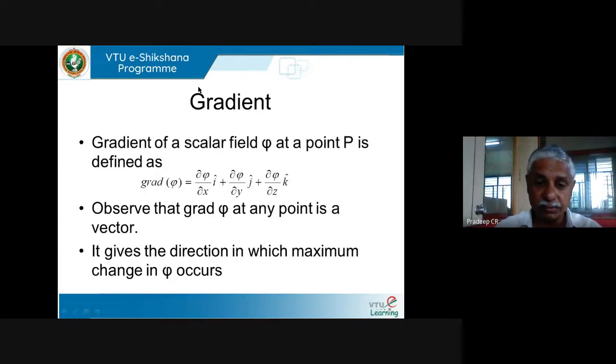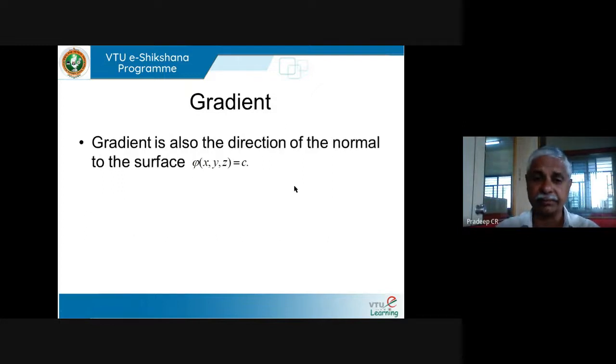So if a scalar field is given, if I compute grad phi, gradient of phi, grad phi is by definition this. You differentiate phi with respect to x, differentiate phi with respect to y, differentiate phi with respect to z, and put them as coefficients of i, j, k. This is a new vector. This vector is the direction in which phi is changing maximum. That's a physical interpretation. I'll not tell more details about it.